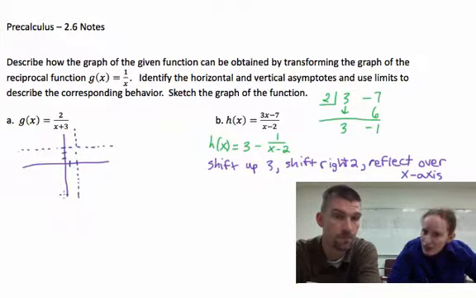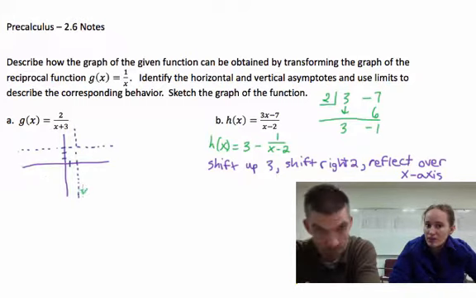And then we're reflecting over the x-axis. So instead of having our graph be at the top right and the bottom left, that means we'll be bottom right and top left.